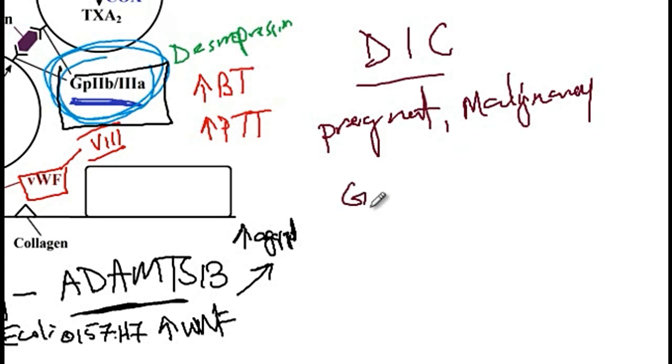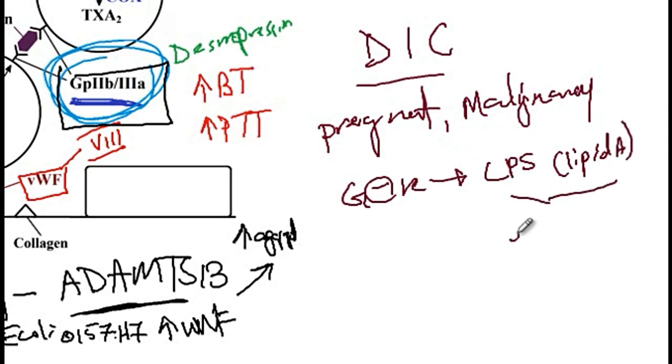And then patients with gram-negative bacterial sepsis, since they have the lipopolysaccharide that contains the lipid A, and this whole component is called endotoxin, again, it can cause the coagulation. Finally, trauma, pancreatitis, and transfusion reactions, again, all of these conditions can cause DIC.